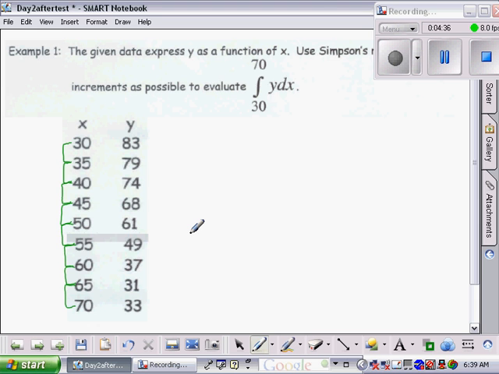You also want to look in this case and make sure that all your x's are jumping up an equal amount. And they are. What are they jumping up by? 5. So we say that delta x in this case is 5. That's all you look at to find delta x here. So we can go directly to the formula. We put delta x over 3. It's always over 3. And then we start plugging in y values. The first one, that 83, stays just 83. Then we start with 4 times the next number. The next number is times 2, and we alternate back and forth with 4s and 2s.